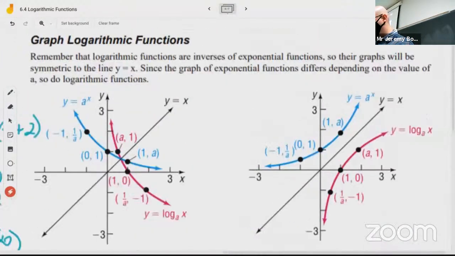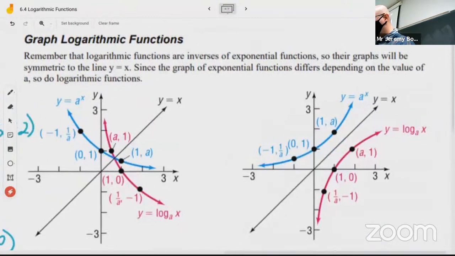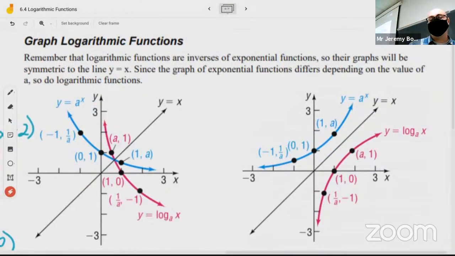Let's talk about the graphs. So remember that a logarithmic function is the inverse of an exponential function. And so their graphs are going to be symmetric about that diagonal line. If this blue line here is your exponential function, the logarithmic that goes with it is going to be symmetric with respect to that diagonal line.